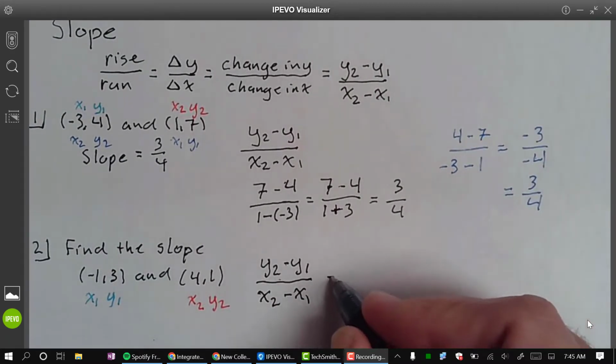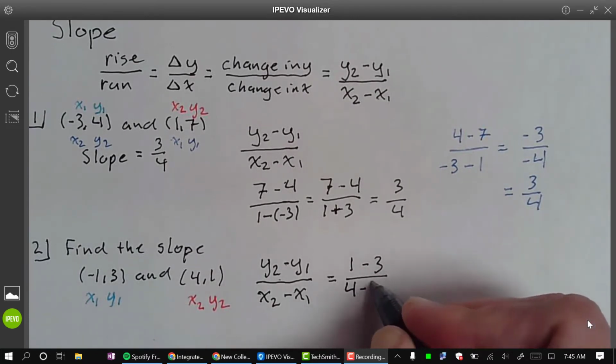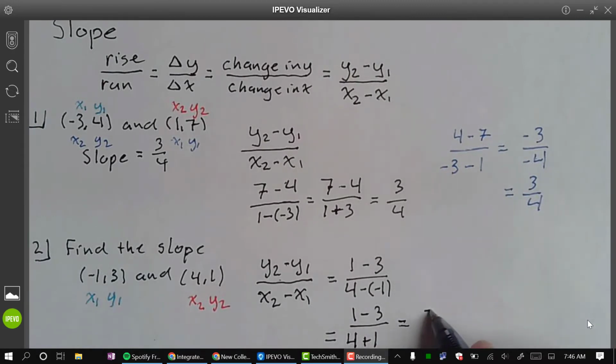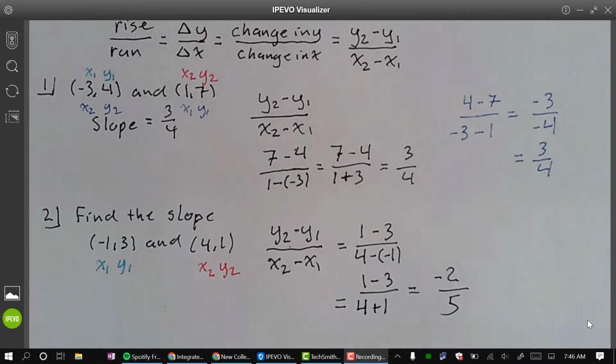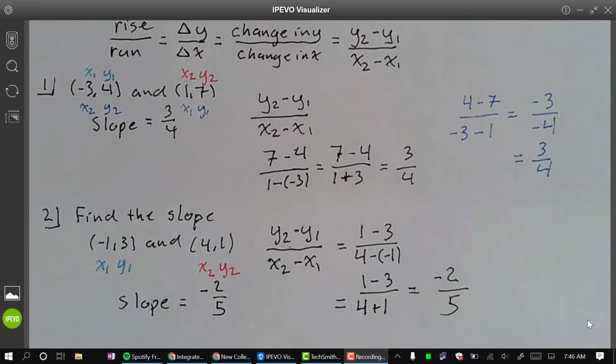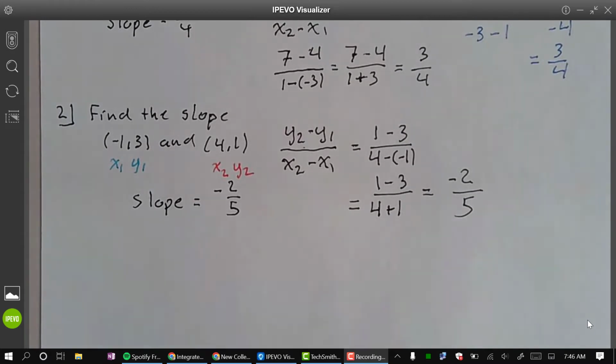So that's going to be 1 minus 3 over 4 minus -1. When we have the double negatives like that, that turns into positive. So this becomes 1 minus 3 over 4 plus 1. And then 1 minus 3 is -2. 4 plus 1 is 5. So the slope for this problem is -2 over 5. So we had a positive slope, and now we have a negative slope. Let's keep working.